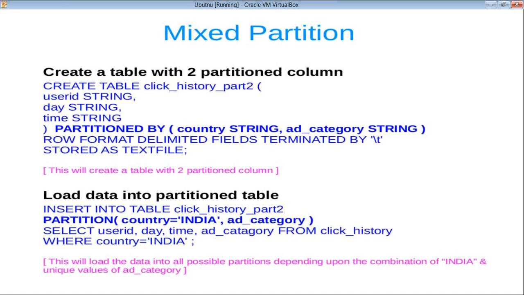Let's have a look. Create table click underscore history underscore part 2. User ID string, day string, time string, partitioned by country string, comma, add category string. This means this table is partitioned by two columns, country and add category, and the remaining things are same. Row format delimited fields terminated by \t, that is tab, stored as text file. Okay, this is about creation of a partition table with two partition columns.